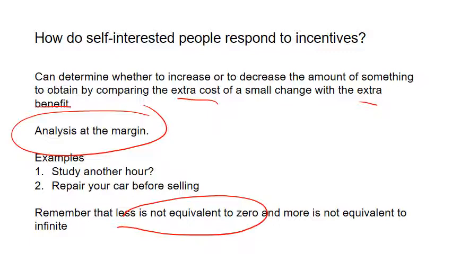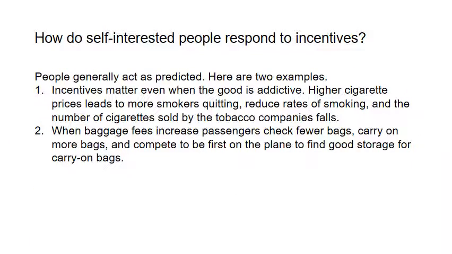Well, the theory does not say that quantity goes down to zero or that quantity would increase to infinity. All the theory says is the quantity will increase or decrease. When the price of cigarettes goes up, we expect to see the quantity of cigarettes purchased decrease, but we're not saying the quantity has got to fall to zero. People generally act as predicted.